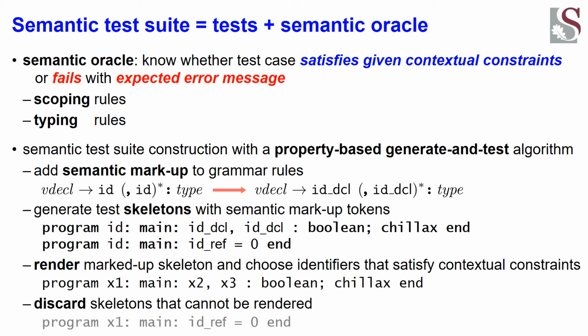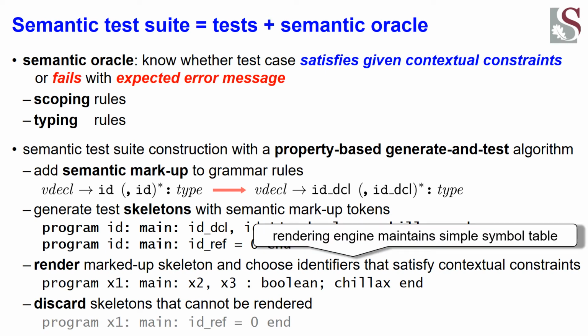Skeletons that cannot be rendered are thrown away. In the second example, rendering the ID ref markup token triggers a name lookup in the symbol table, but since x1 is not inserted, the lookup fails. This means that the rendering engine must maintain a small symbol table to interpret the markup tokens.